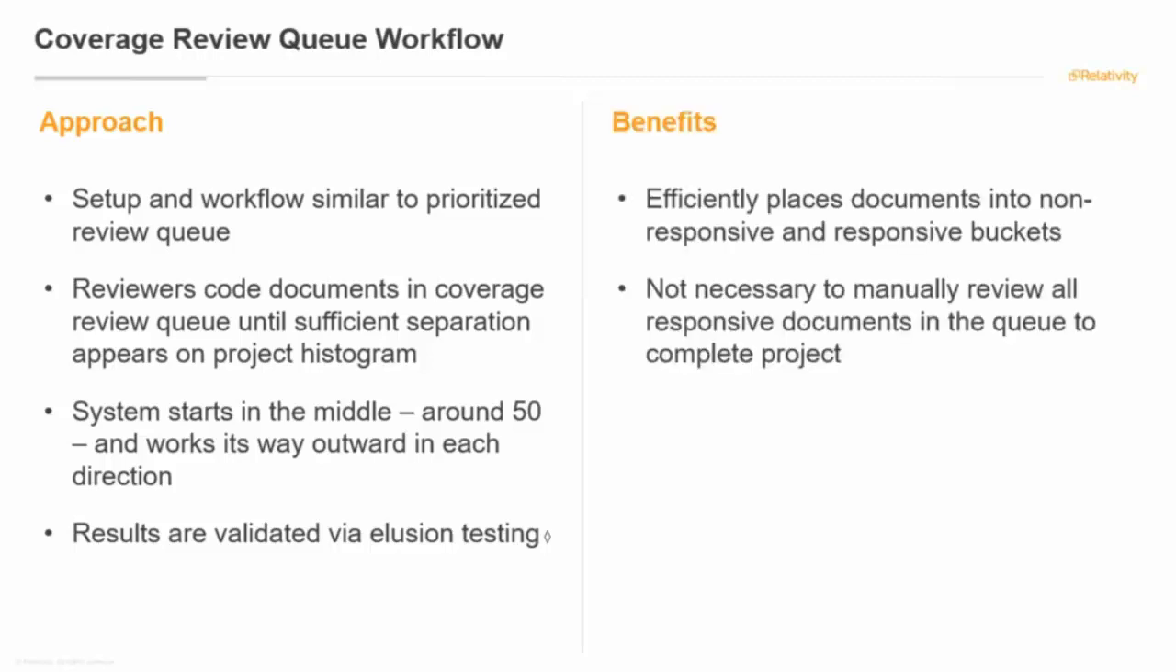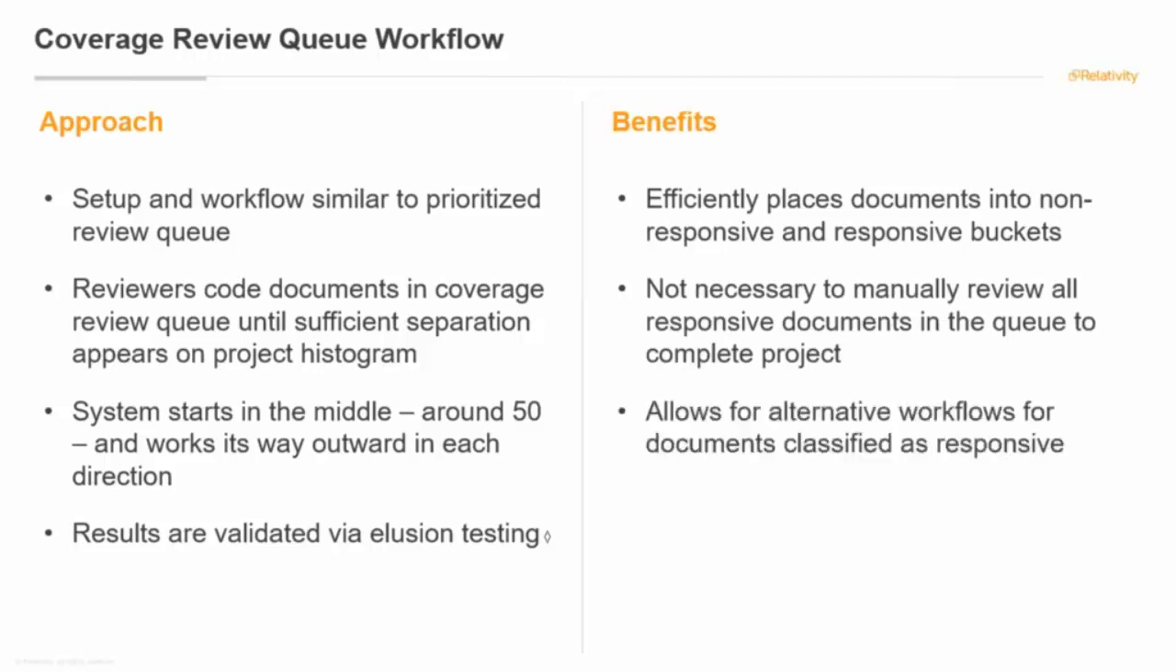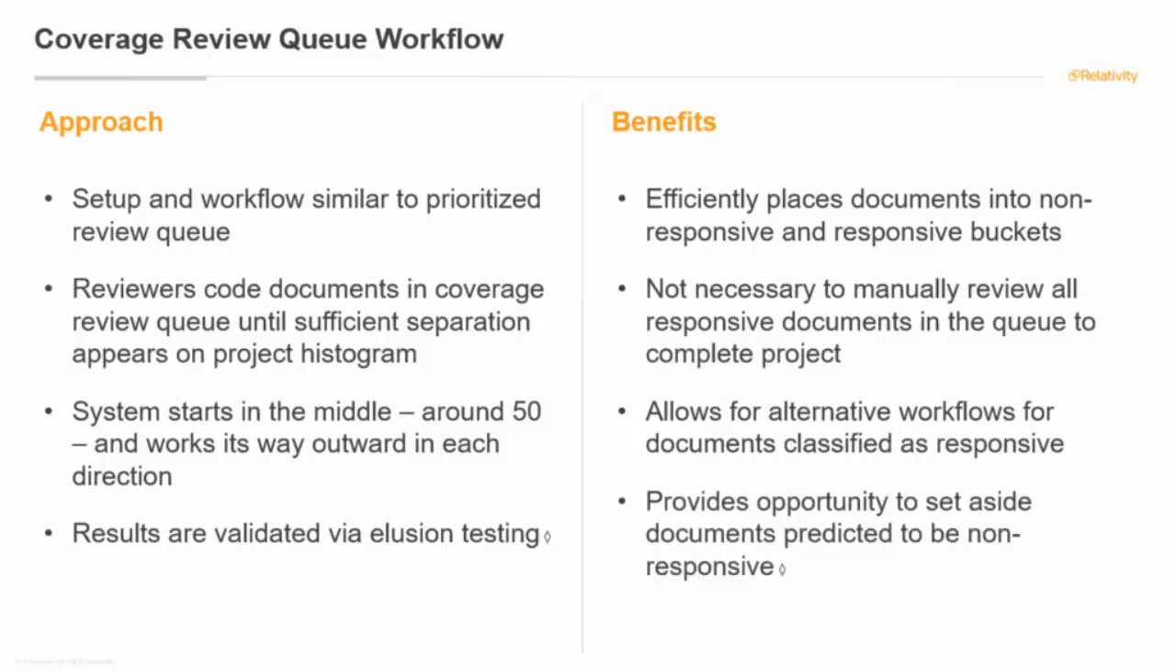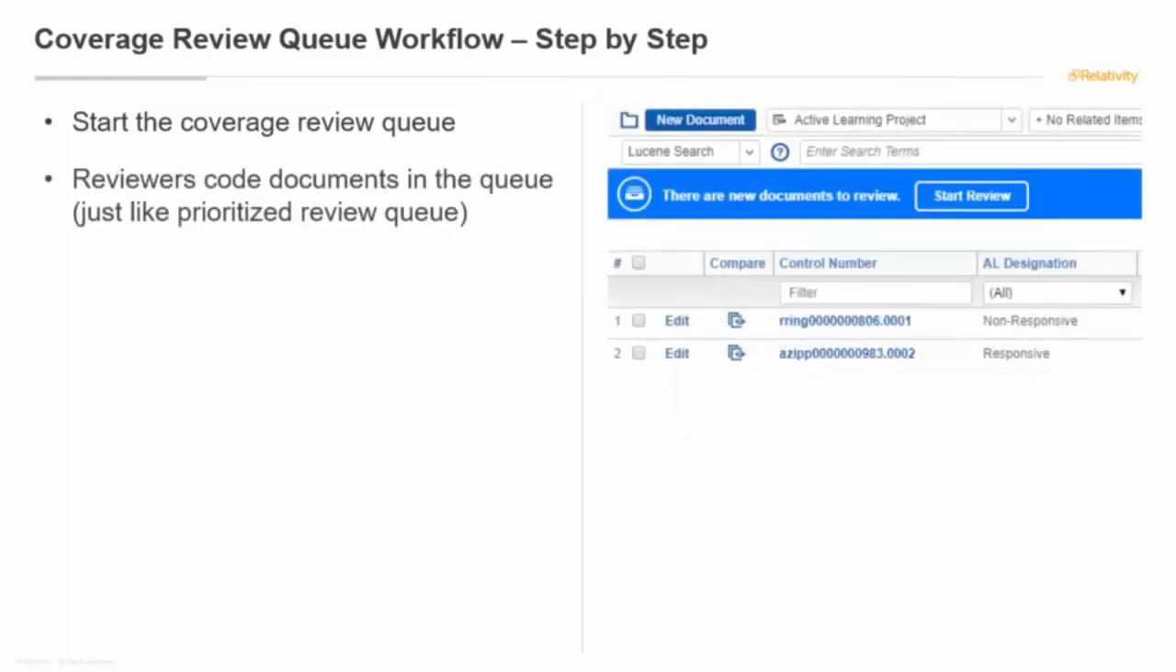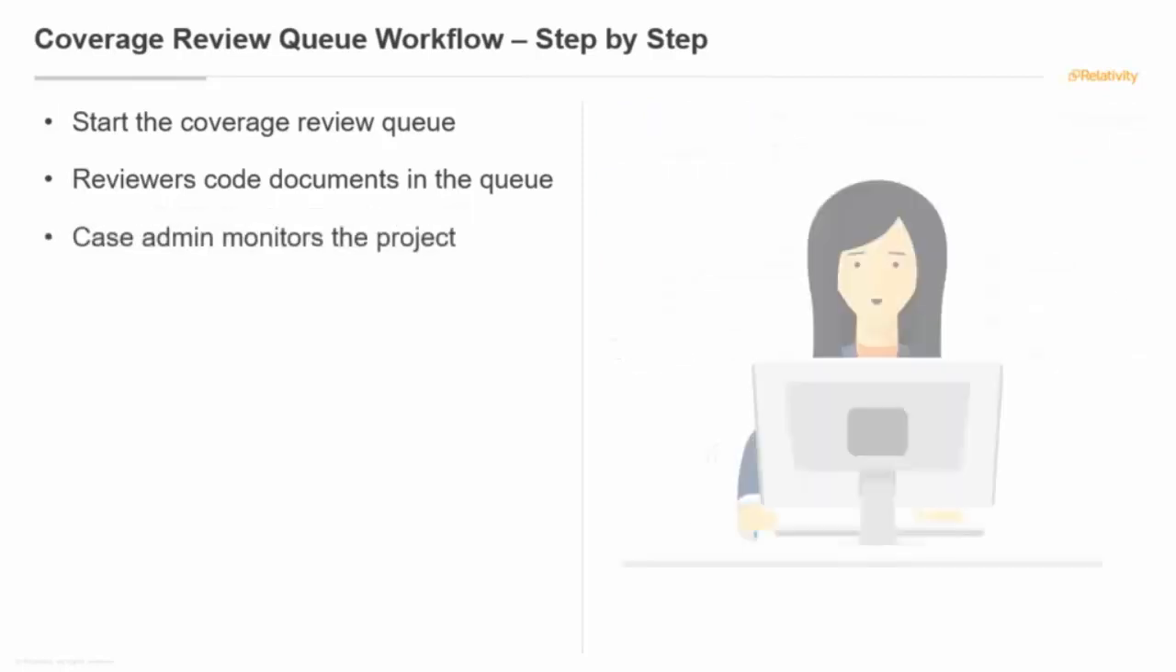So it's efficient. We talked about that. You don't have to look at all the responsives if you're going to be doing other things with the predicted responsives. And it really does open this up to more and more workflows for what you're doing with those responsives. And same thing with non-responsives. It allows you to just set those guys aside and then go embark on your workflow. So you start the review. We saw that with the other review types. The big blue button is exactly the same as the other review types.